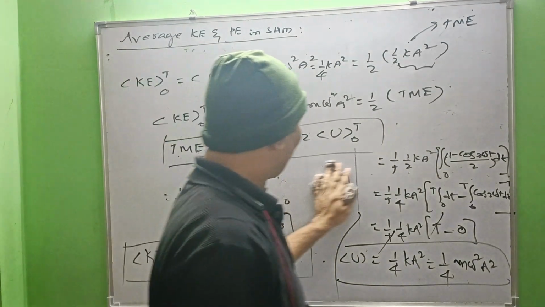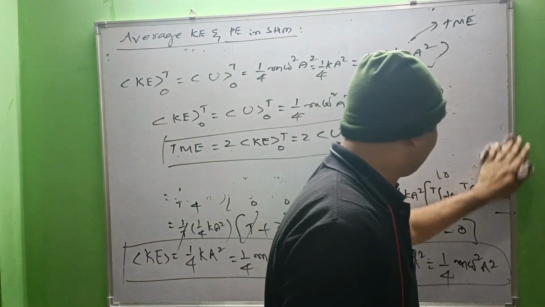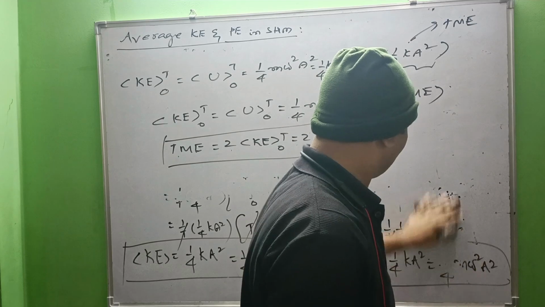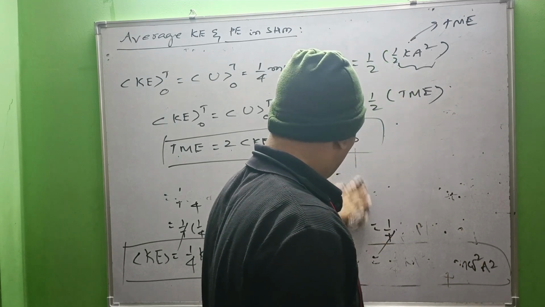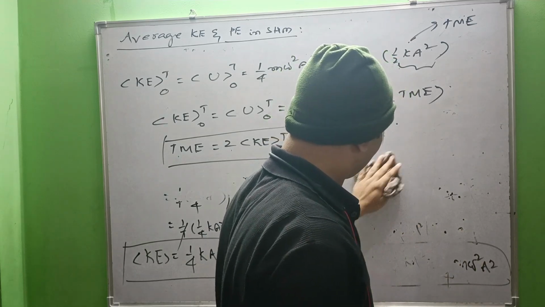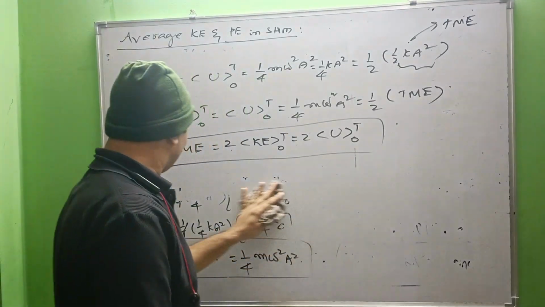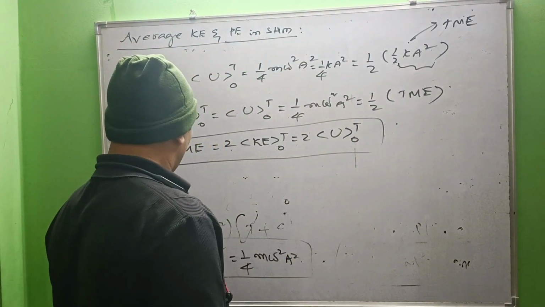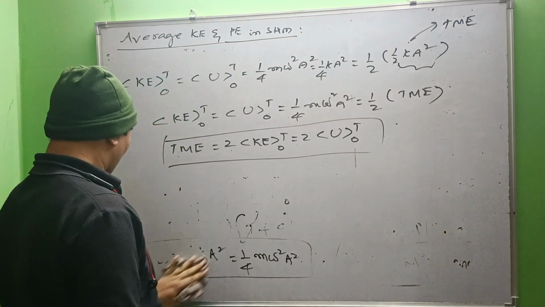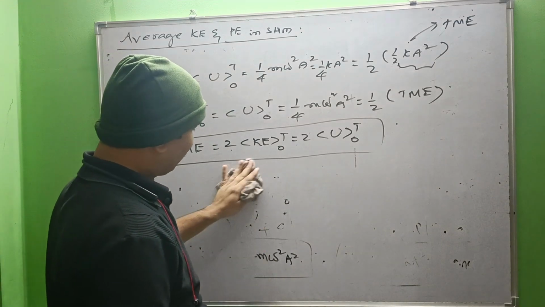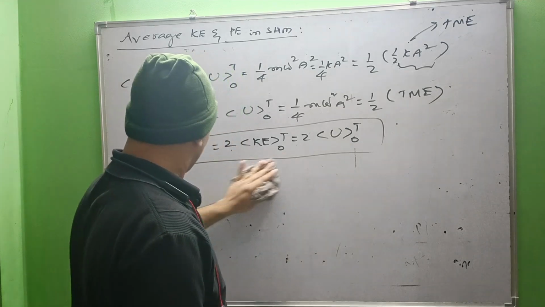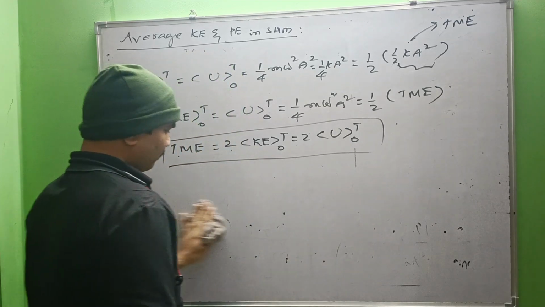Now finally, one numerical. Suppose during simple harmonic motion, x equal to A by 2 is the position of the particle. Then at that position, compare its potential energy and kinetic energy with the total mechanical energy. That is the given question.